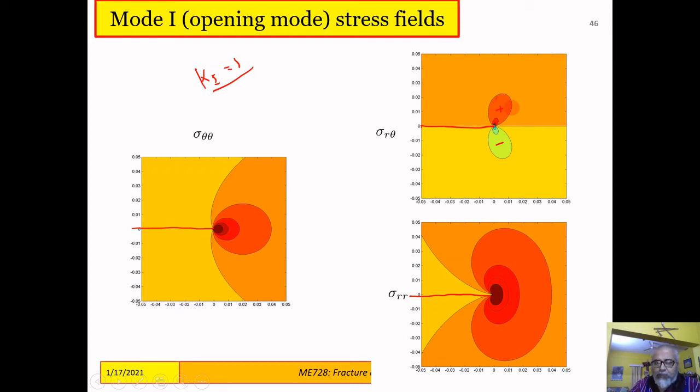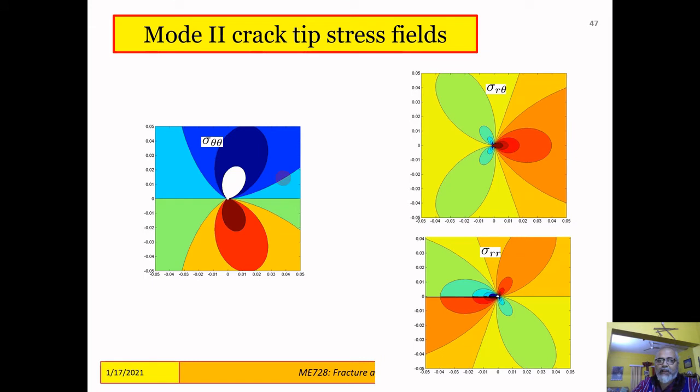If you look at the contour plots for the mode 2 stress fields, you would see that sigma theta theta is now anti-symmetric, sigma rr is now anti-symmetric, and sigma r theta is now a symmetric function, as we had expected. So the cracks are again here, here, and here.